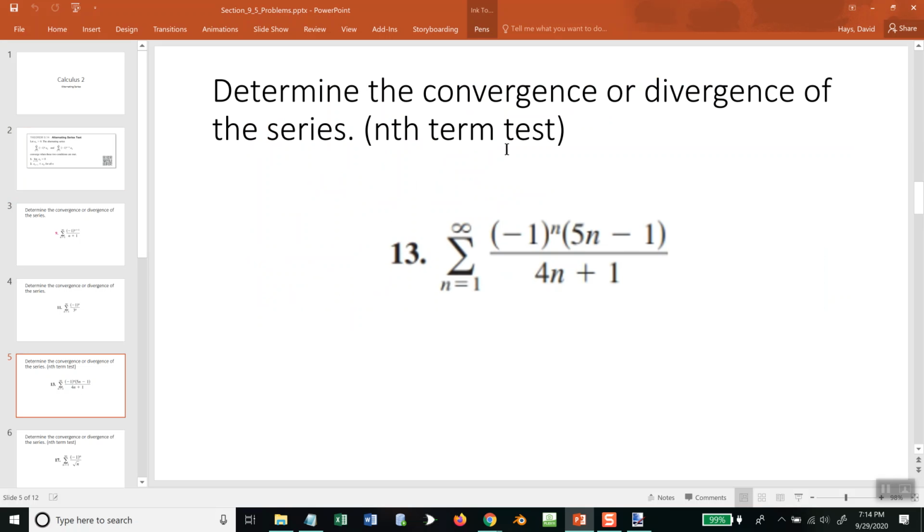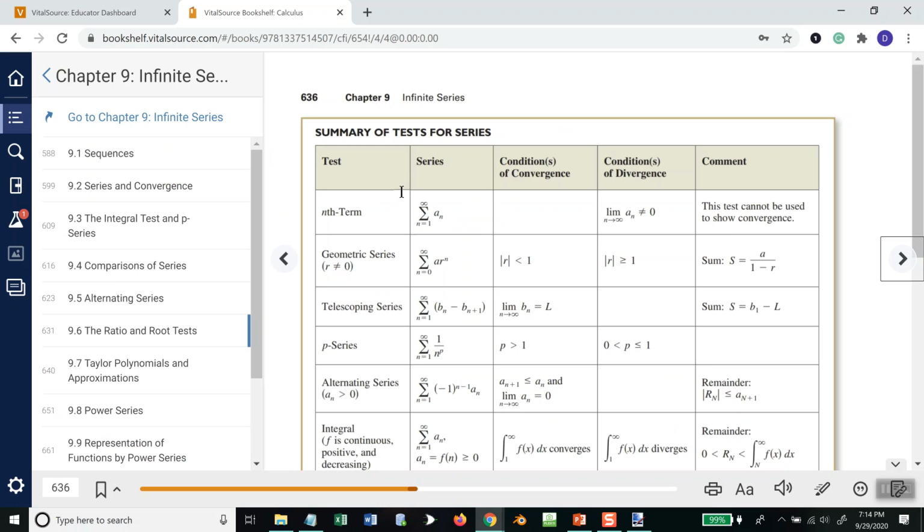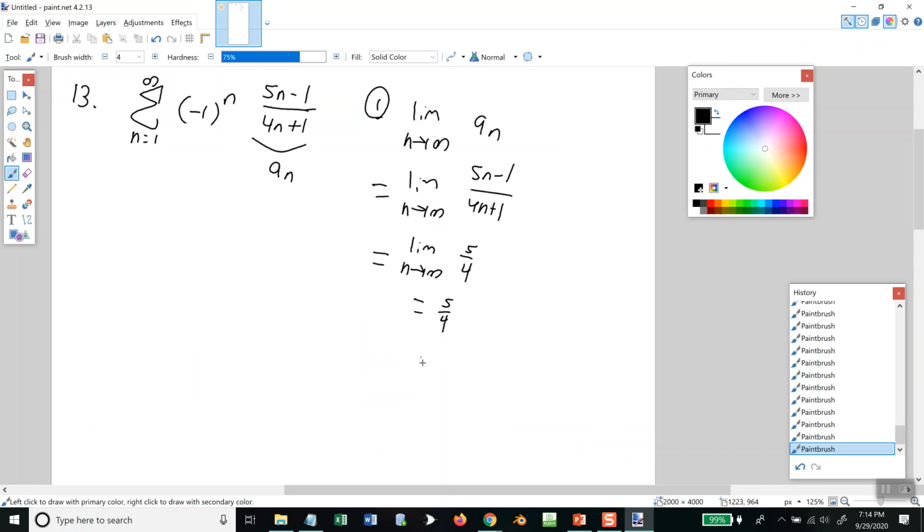Notice how I put nth term test. These are all summarized in the book over here on page 636. This is probably the best table to have handy. And over here, for the nth term, it says the limit as n goes to infinity of a sub n is not equal to 0. And that's a condition of divergence. So by this nth term test, this diverges.